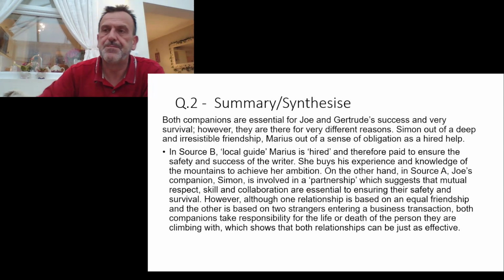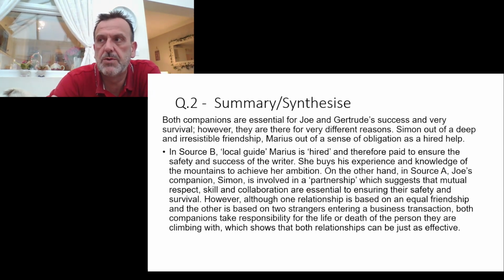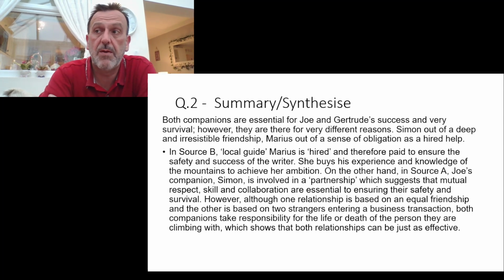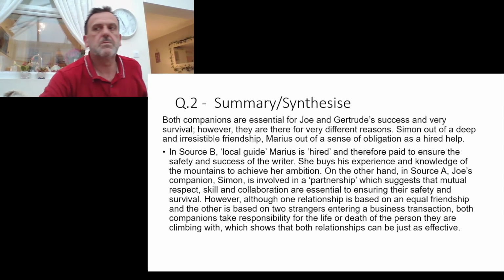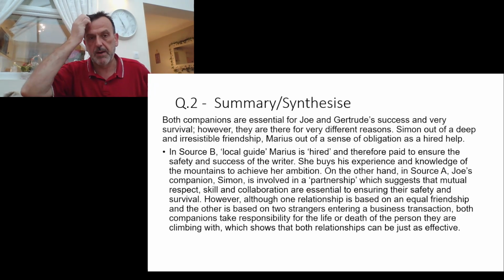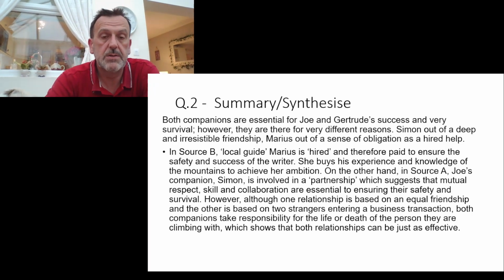Right, I'll try again. So, both companions are essential for Joe and Gertrude's success and very survival. However, they are there for very different reasons. Simon out of a deep and irresistible friendship, Marius out of a sense of obligation as a hired help. And that is the key, the fundamental difference. And then the rest of it, you can go through and talk about the differences. There's no analysis. There's no comparison. It's that summary and synthesization.